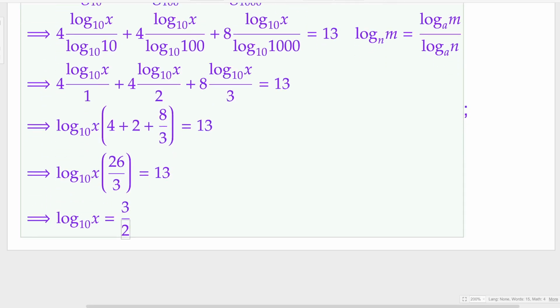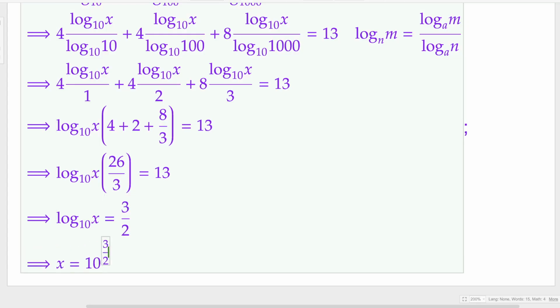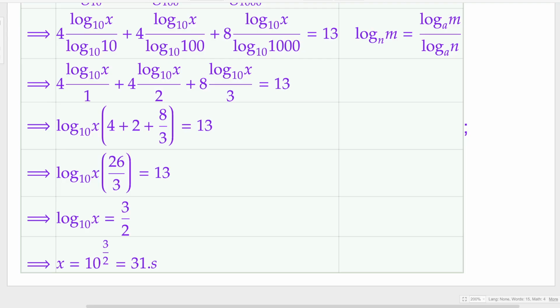Now from this we can clearly observe, I'll convert this into exponential form, that is x will be equal to 10 to the power 3 by 2. So that is nothing but the square root of 10 cubed, that is square root of 1000, which will be 31 point something.